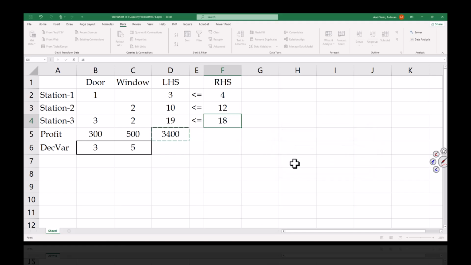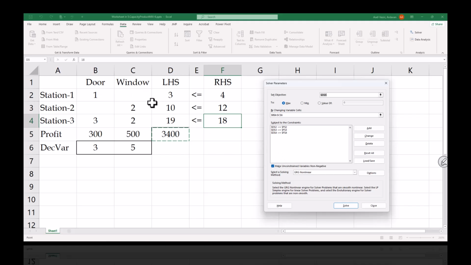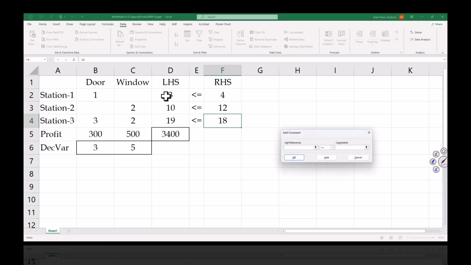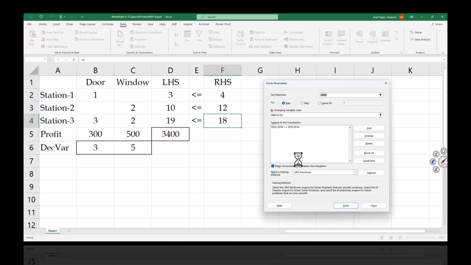Okay. However, when constraints are all of the same nature, they are all less than or equal, I can do this too. Delete. After deleting all, I add this one and this one and this one by one, to be less than or equal to these items. Okay? And then I go and select simplex, solve.